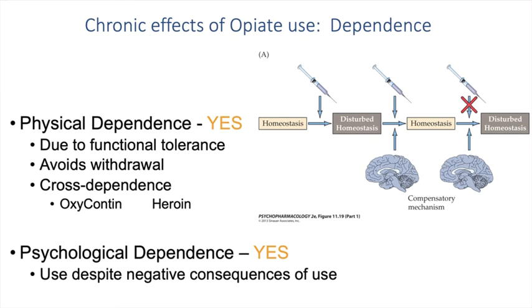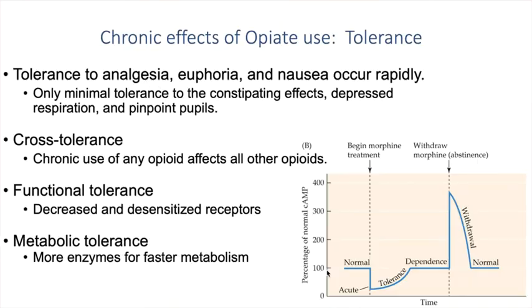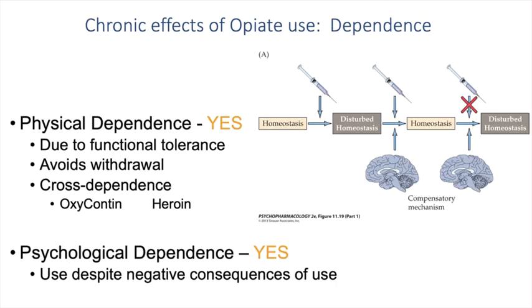This is also what's causing people to do that large overdose of loperamide. They've usually been using heroin and can't get it. Loperamide will still help with the withdrawal symptoms because there's a cross-dependence there. The psychological dependence, people will continue to use it despite negative consequence of use. They don't know how to feel good without it. Both of those are very clear with opioids.